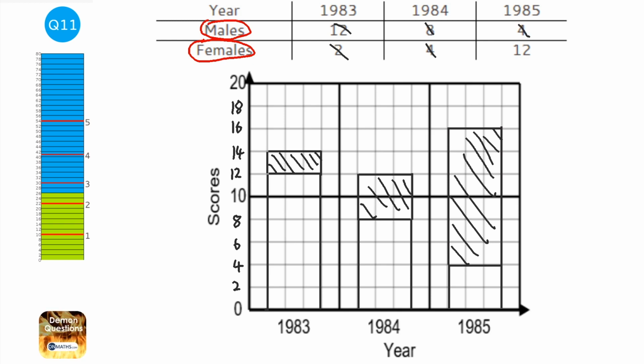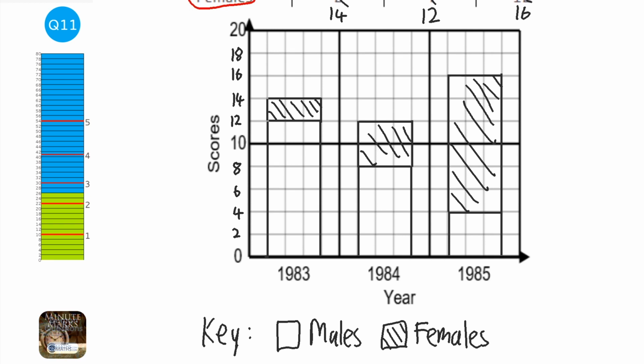Now we can check this a little bit by adding these together. That should go up to 14, 12 plus 2, which it does. That should go up to 12, which it does. And this should go up to 16 by adding 4 and 12 together, which it does on our table. So we need to make sure that we have the key, and we need to make sure that on a composite bar chart, there's one on top of the other.